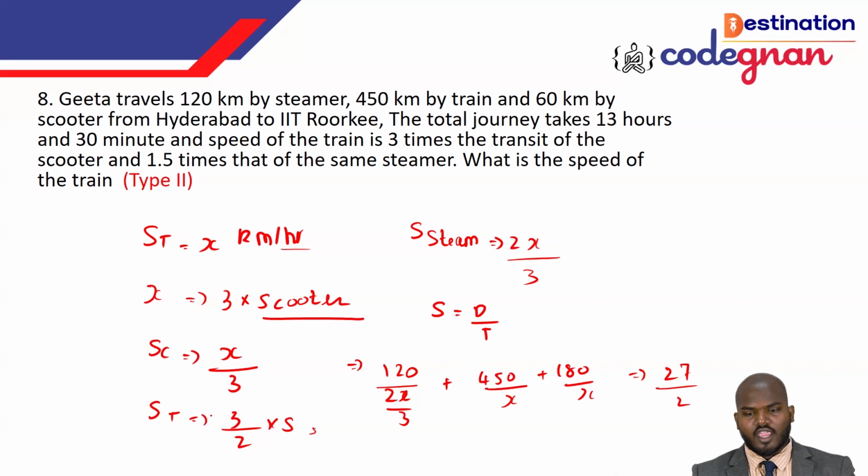But they are asking about the 810 kilometers. So 810 kilometers is the total distance. If you combine everything, it gives 810 over x is equal to 27 by 2. If you resolve this, guys, you will get x is equal to 60 kilometers per hour.